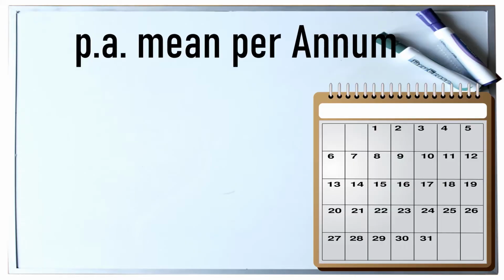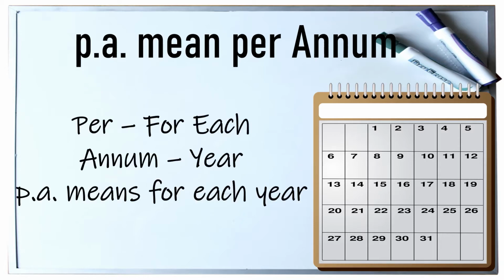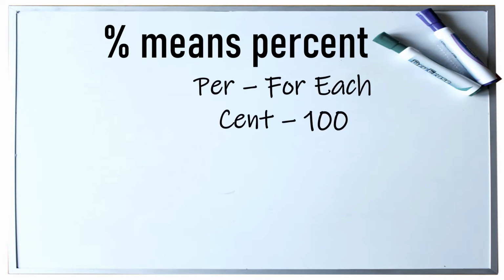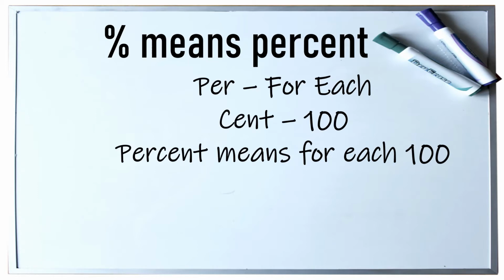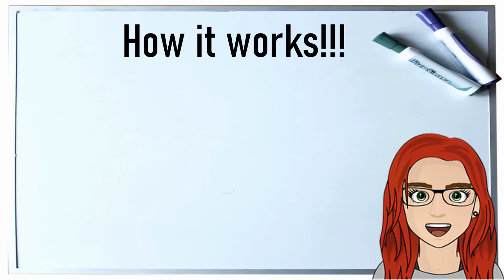The P.A that you see at the end of most interest rates means per annum. Per meaning for each, and annum meaning year. So P.A really means for each year. Percent is really made up of two words, per meaning for each, and cent meaning 100. So percent really means for each 100. So let's see how this works.